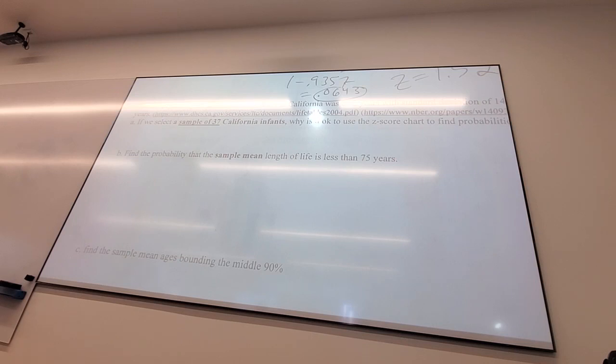Why is it okay to use the z-score chart? I can only use the z-score chart when I have a normal distribution. So how do I know this is going to be normal? Because the sample size is... But is it at least 30? That's the rule, or more than 30? At least 30. I'm sorry, it's more than 30. So it can't be exactly 30. It better be 31. If it's exactly 30, then technically no. So good.